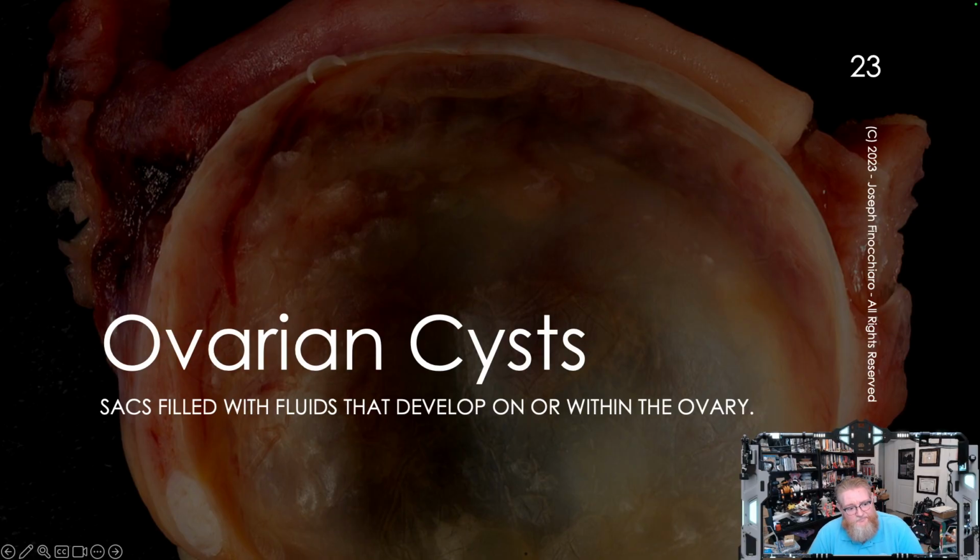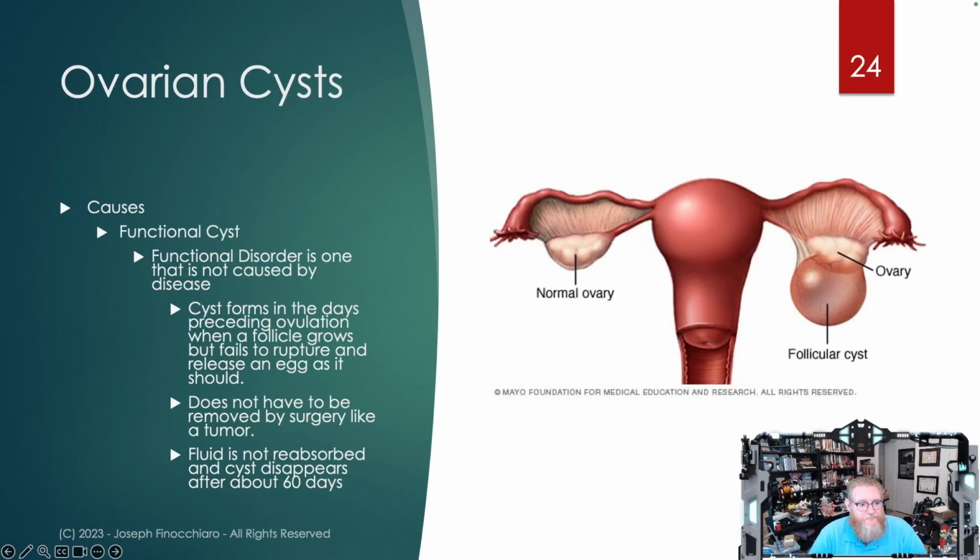Ovarian cysts are sacs filled with fluid that develop on or within the ovary. A functional cyst is one that is not caused by disease. The cyst forms in the days preceding ovulation when a follicle grows but fails to rupture and release an egg as it should. It does not have to be removed by surgery like a tumor. Fluid is not reabsorbed and the cyst disappears after about 60 days.